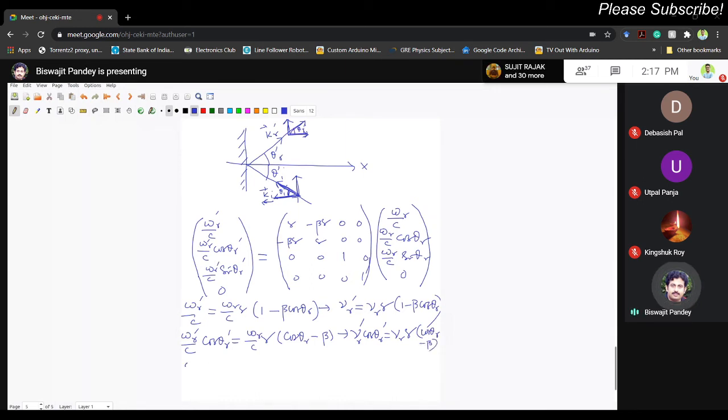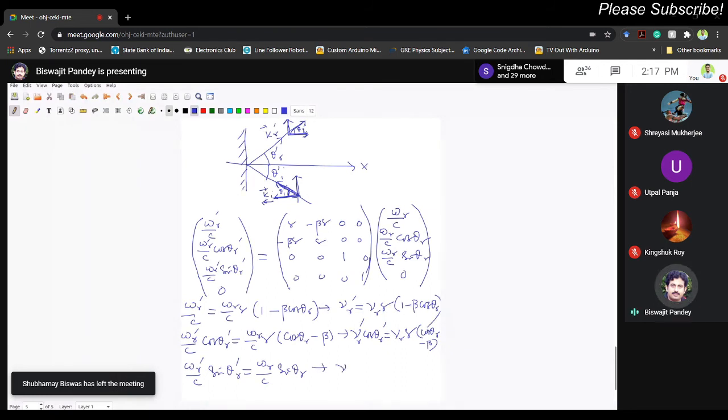Similarly, the third equation becomes omega r prime by c sin theta r prime equal to omega r by c sin theta r, right? That is written in terms of new r prime sin theta r prime equal to new r sin theta r. তাহলে এখানে তিনটে ইকুয়েশন, আগেরটার জন্য তিনটে ইকুয়েশন, we have in total 6 equations, right? Again, it is difficult to remember all of them. If you write them clearly, you can assemble them, simplify them. So just I'm writing the equation here.